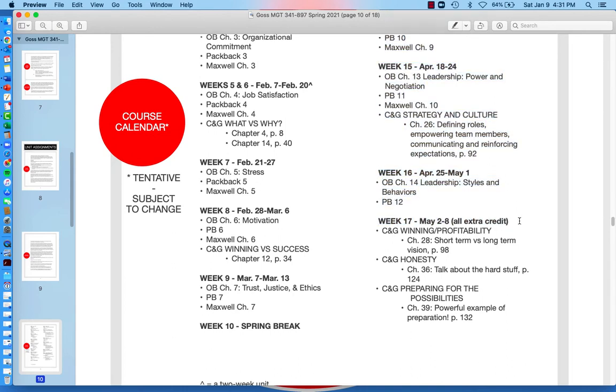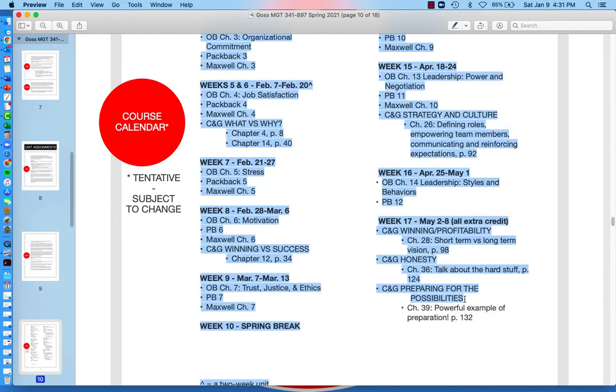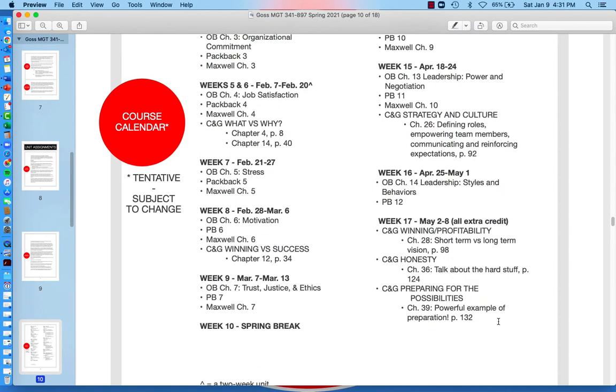Now, of course, that's provided that we get through this semester unscathed, which in semesters past, recently, we've not been able to do. So if we have to pull this stuff forward in terms of this calendar, we may not be able to have this week 17 be all extra credit. But as it stands now, and I think we can do it, week 17 will be all extra credit opportunities for you from May 2nd through 8th from the book Coach and the Geek.